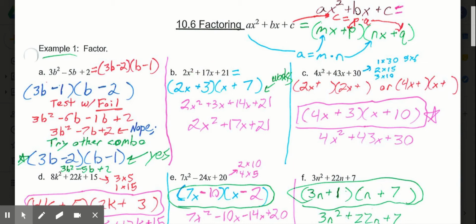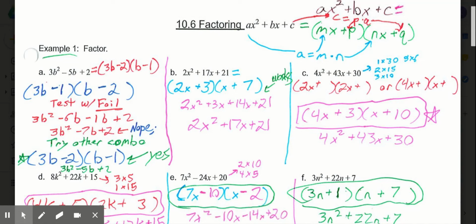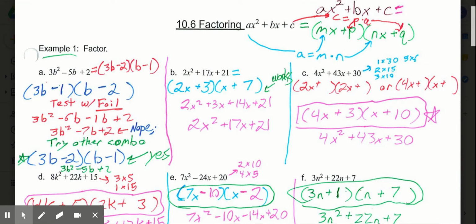So I'm going to test it with the 3 with the 2x and the 7 with the x. So 2x plus 3 times x plus 7. When we FOIL that, it gives us 2x squared plus 3x plus 14x plus 21. Combine the like terms, that's 2x squared plus 17x plus 21. So that one works. So this right here is our answer. I don't need to worry about trying the other combination.